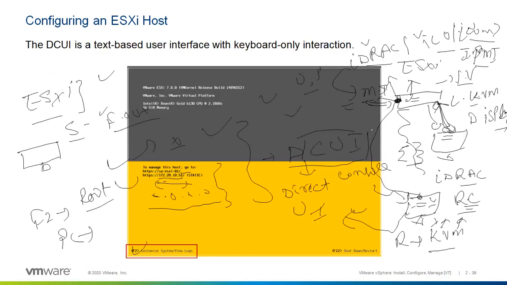Again, I will access through iDRAC and launch the remote console, and I will check whether this screen is showing or some error is showing, whether it is not booting or something like that. So during that troubleshooting, I have to come back to this option again to check it.